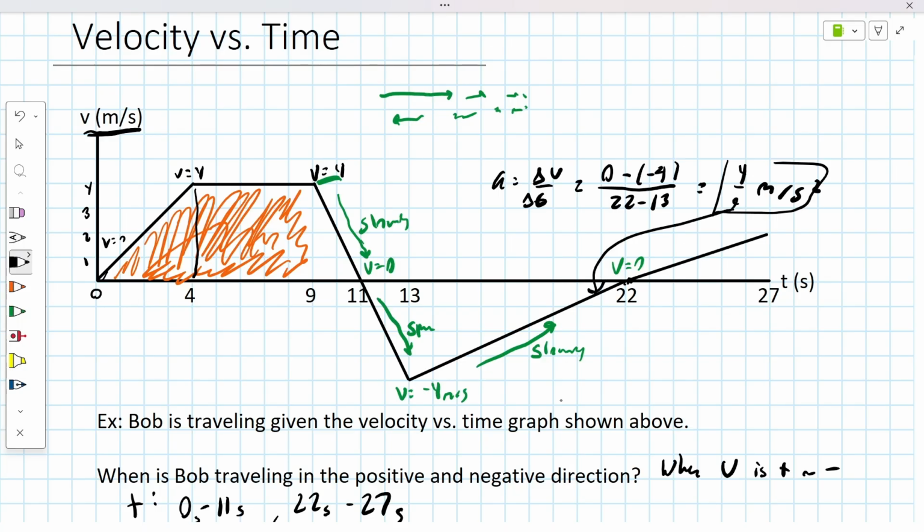Alright, so that's everything for graphs. These are really important and can definitely be tricky, so definitely do more practice on that.